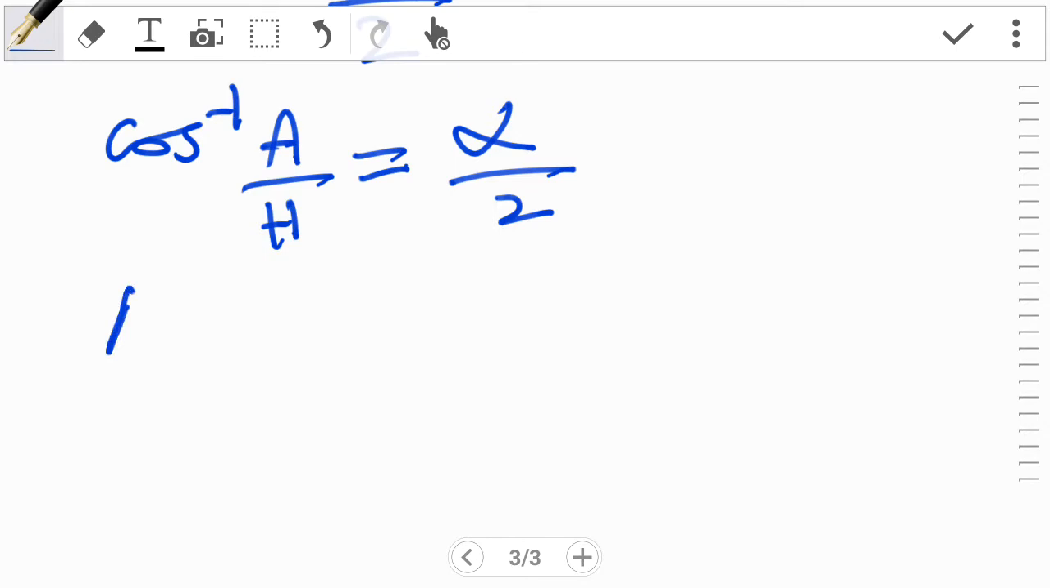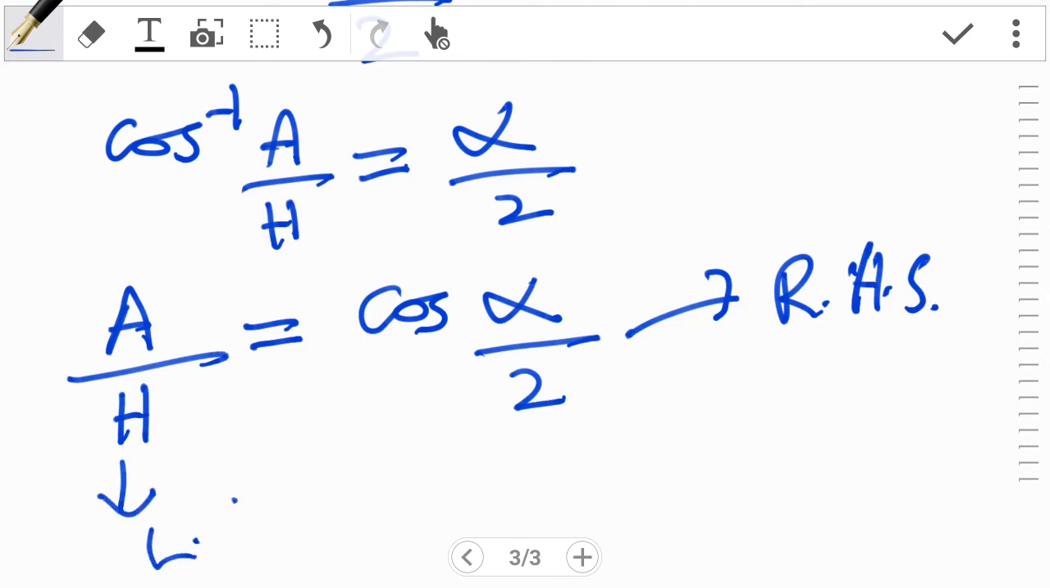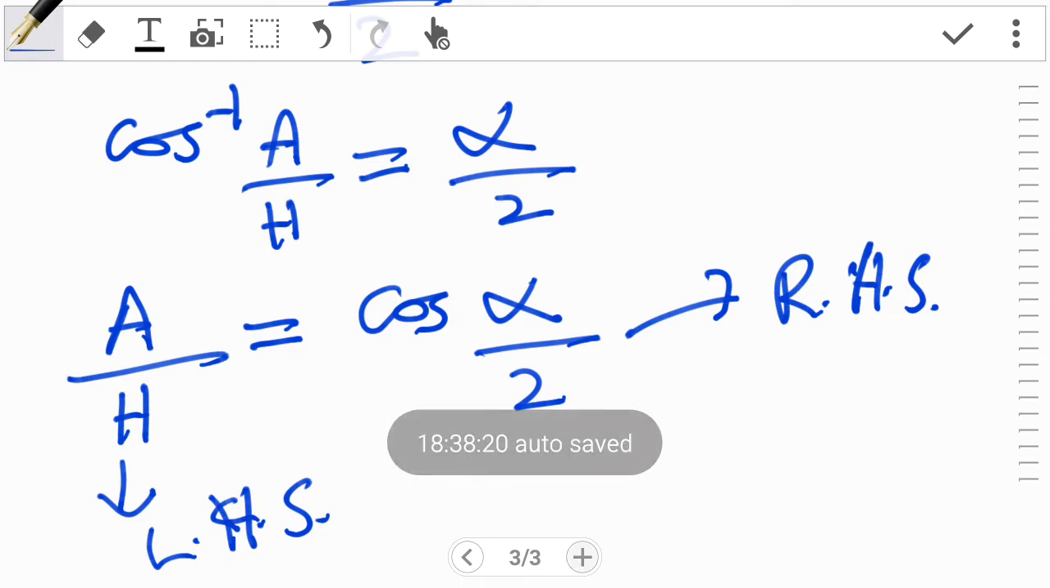Now we can send the cosine here, so we can say that we have to prove that A by H is cos of alpha by 2, correct? So this is the new RHS and this is the new LHS, correct? So what is cos of alpha by 2? Let us try to see that.